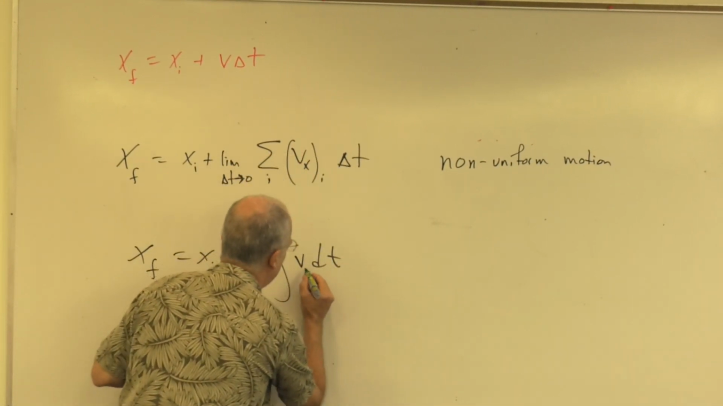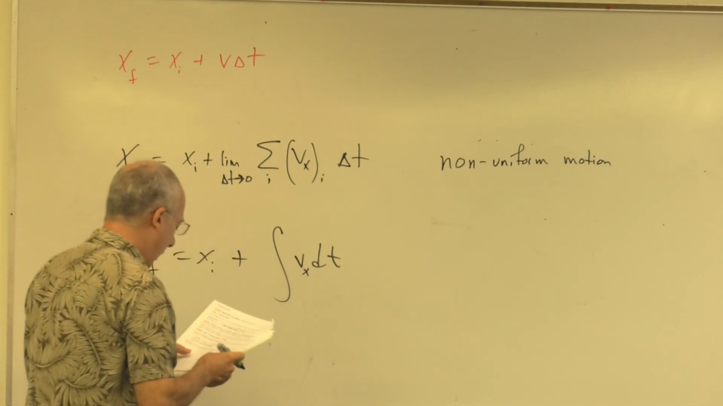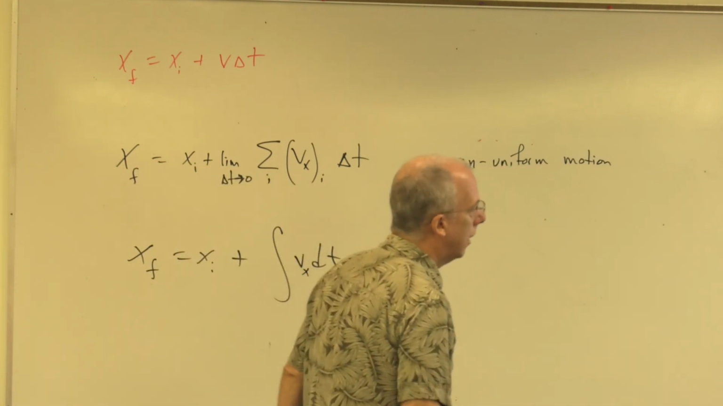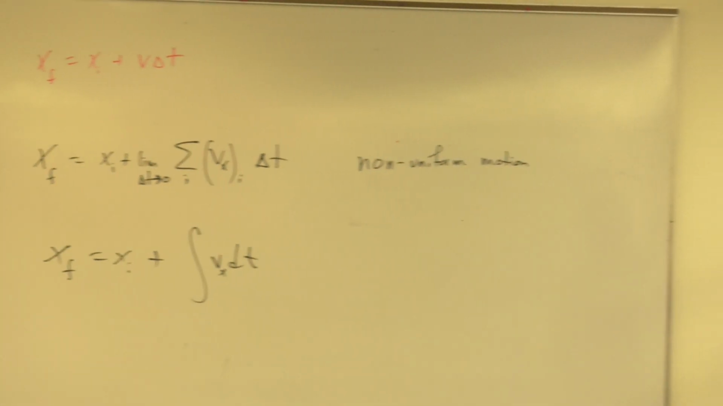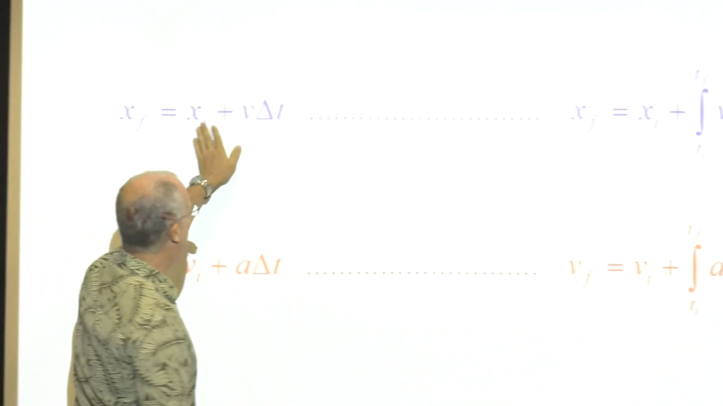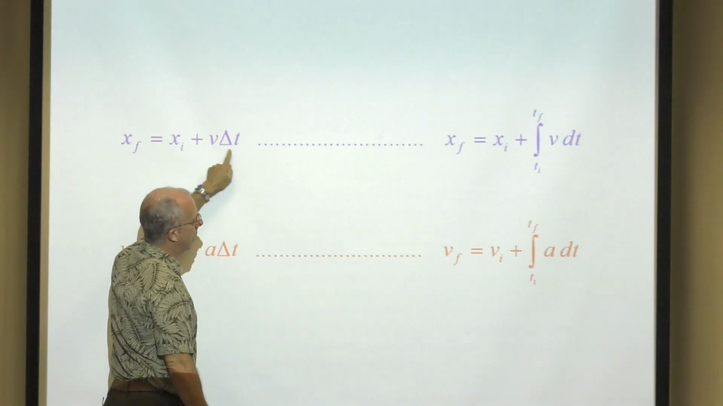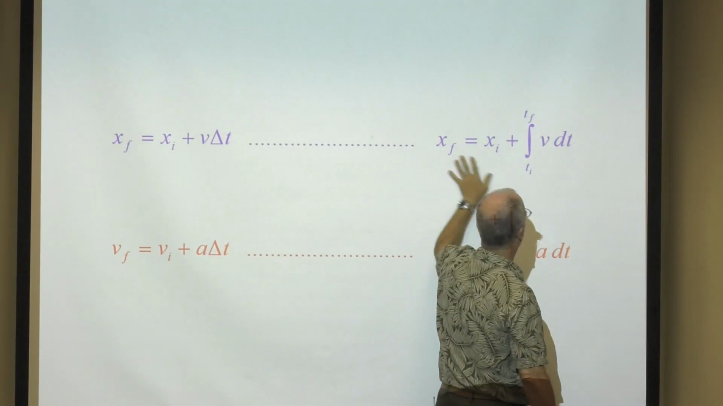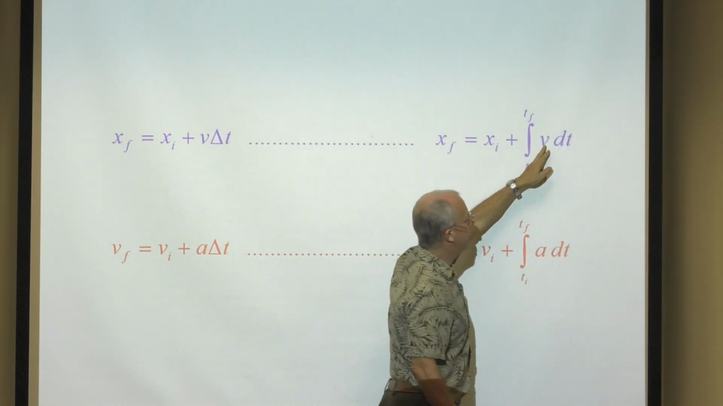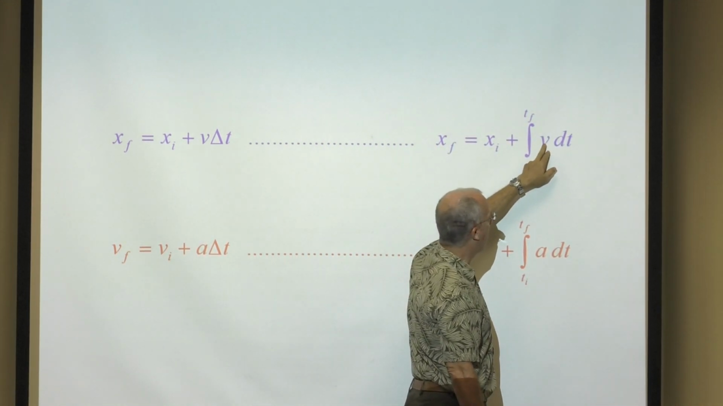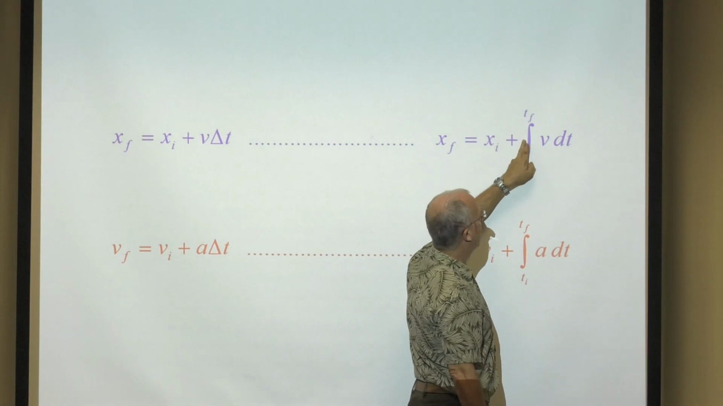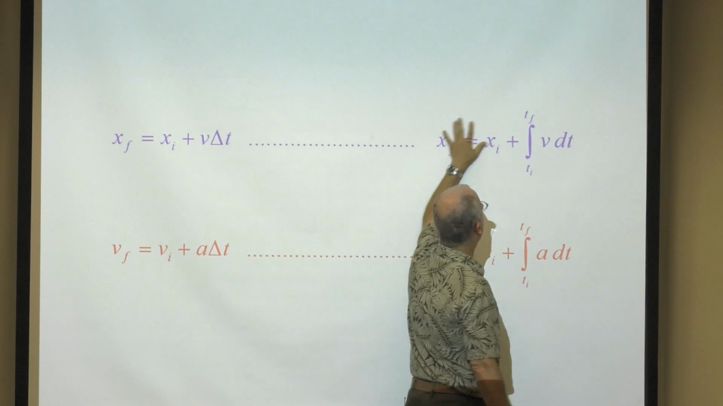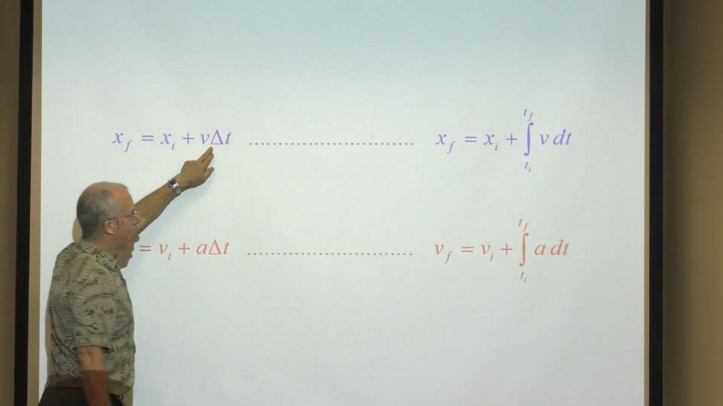Oh yeah, I've got to put my vx there. So there it is. This is fine for the velocity being constant. This is the equation if the velocity is not constant, so this is always going to work. If the velocity is constant, you just pull it out of the integral, and then you just have integral dt, which is just delta t. So this is always true. This is only true if the velocity is constant.